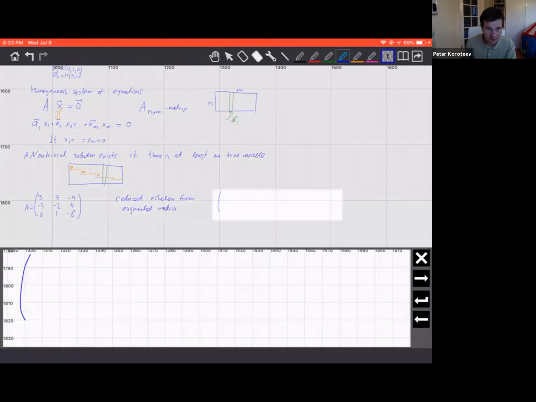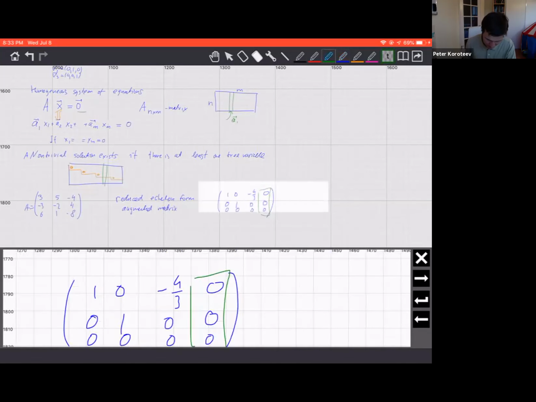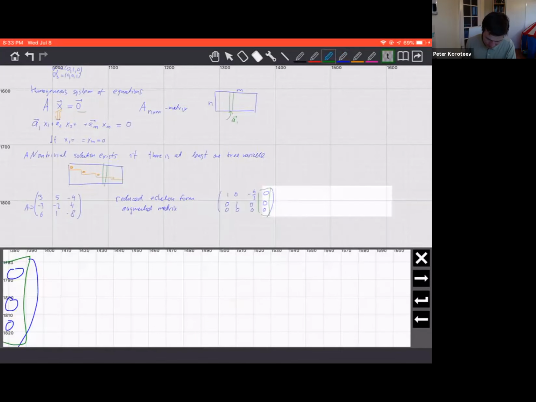It was this: 1, 0, negative 4/3. So you can check it yourself. Then 1, 0, 0, 0, 0, 0, 0, 0. Remember, this is the column, this is the right-hand side, right? This 0 vector over here. And this echelon form translates into the following conditions. So it's x1 minus 4/3 x3 is equal to 0, and x2 is equal to 0.